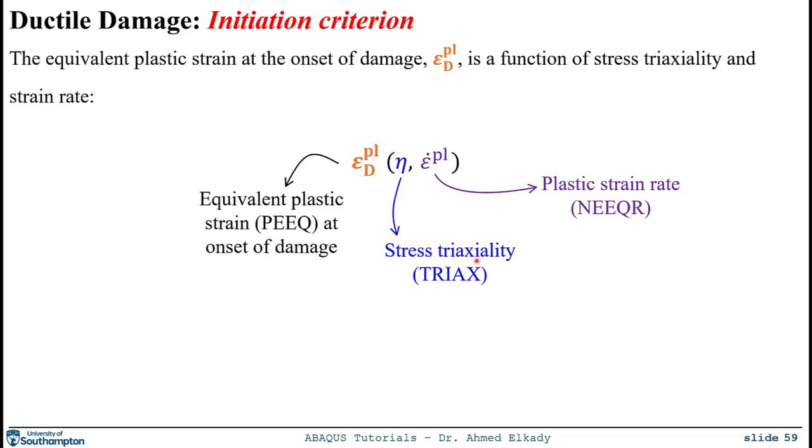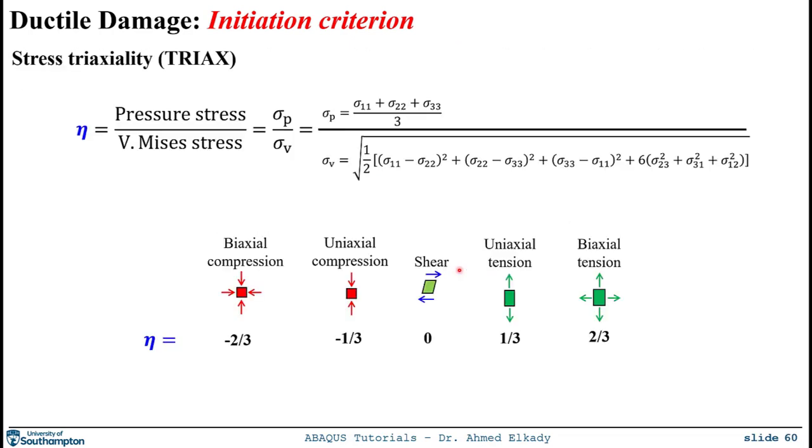This stress triaxiality, called triax as the field variable, tells Abaqus what the stress state is at the mesh element. So the stress triaxiality is computed as the ratio between the pressure stress and the von Mises stress. So this is the expression for that. The pressure stress is the average of all the normal stresses in all the three directions. And the von Mises stress, we discussed this in previous tutorials, is computed with this formula considering all the stress components.